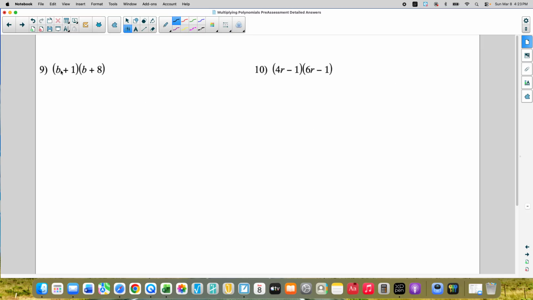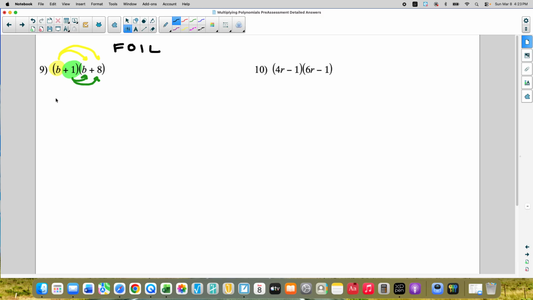Now we have a binomial times a binomial, a little bit different. Binomial times a binomial, we're going to take this first term, we're going to distribute it to the 2 terms in the other binomial, and then we're going to take the second term and we're going to multiply that by the 2 terms in the other binomial. I call it a double distribution. Some people call it FOIL, first, outer, inner, last.